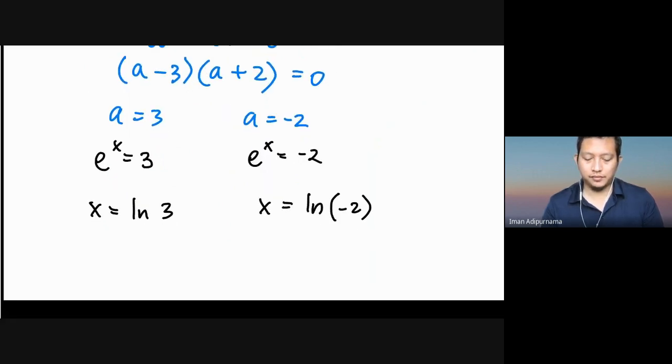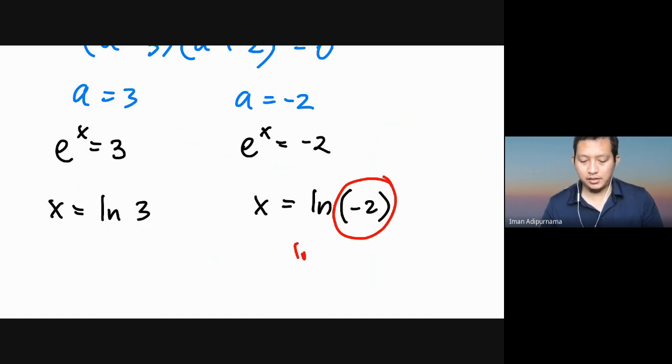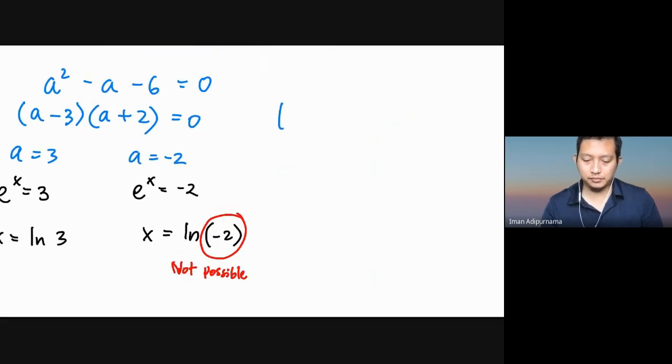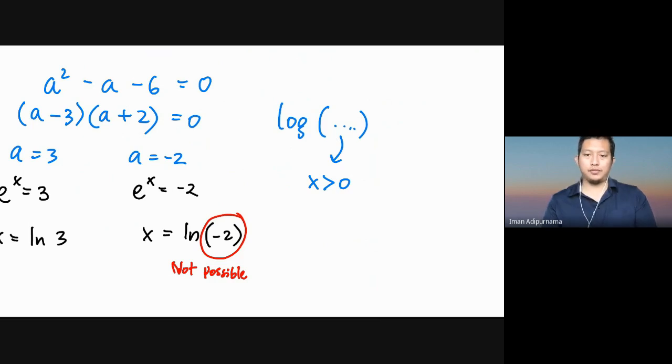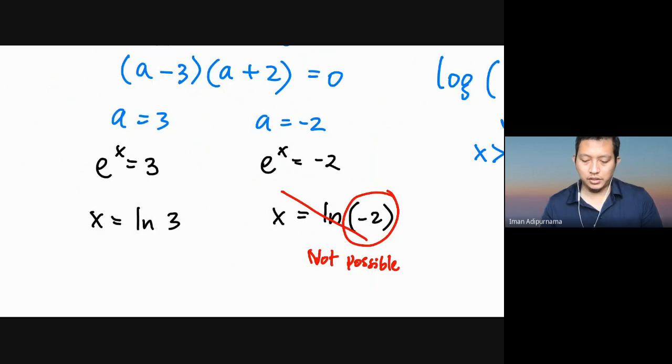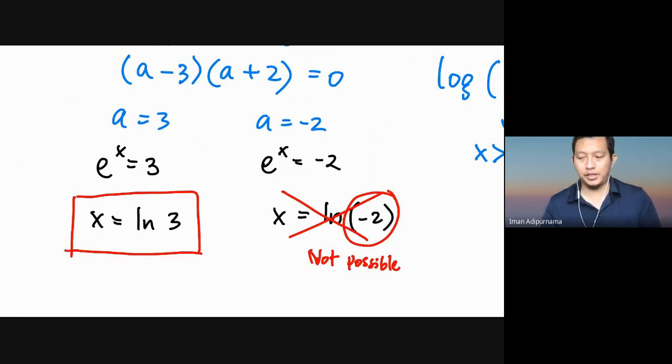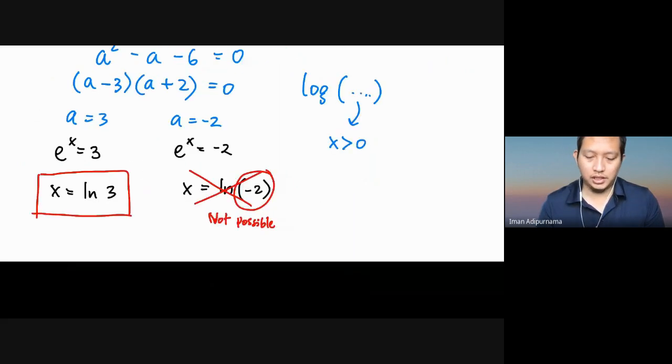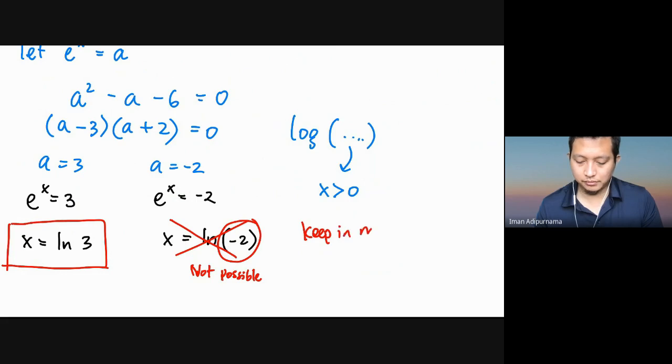Now, this ln of a negative is not possible, right? Not possible, because you remember log cannot have a negative; the argument should be greater than 0. So this is not our solution. We can have only one solution here. So every time you have a quadratic in exponent or in log, you need to check carefully whether it is within the domain or not. Keep in mind to check the domain.